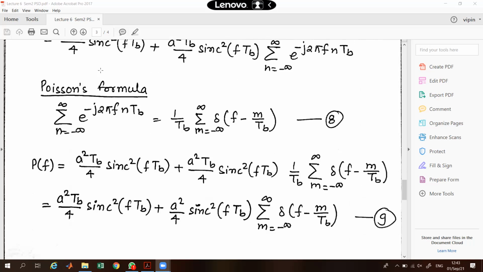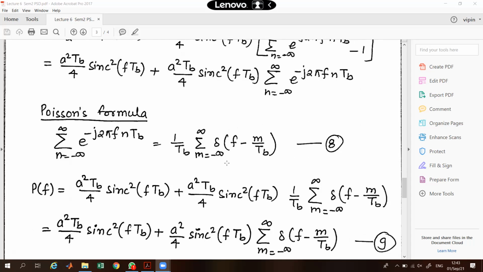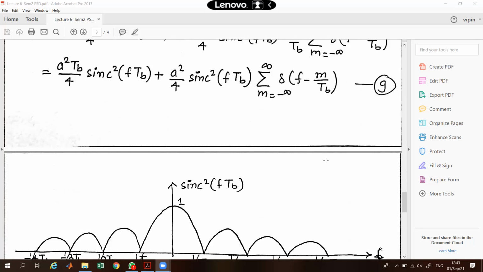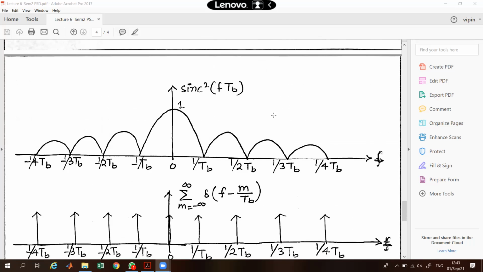And if we further use Poisson's formula for it, Poisson's equation, then we can replace this function with the help of the delta function. It will be 1 divided by Tb, and this thing you need to remember here. You put this value there, then the function will be of this form, and this is your final equation. And if you want to plot it, it will be of this form.